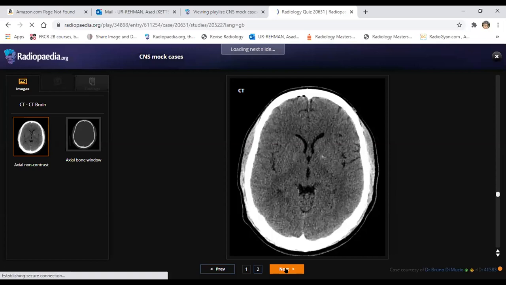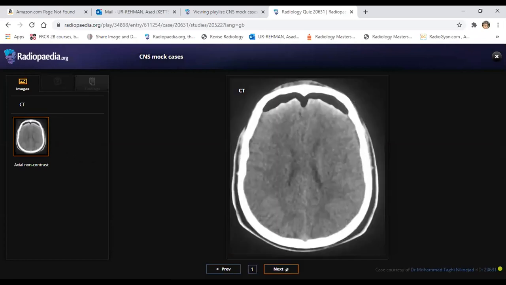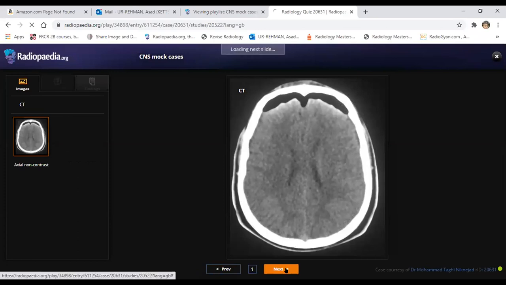Can you describe this sign, or I did not show you this one. Yeah, that is the Mount Fuji sign. Mount Fuji sign. So this is a tension pneumocephalus. Tension pneumocephalus, yes, exactly.